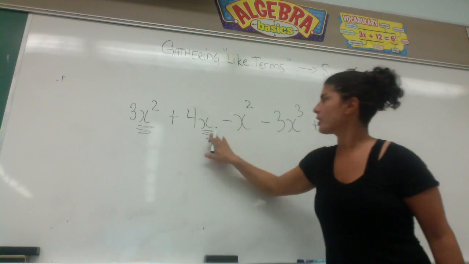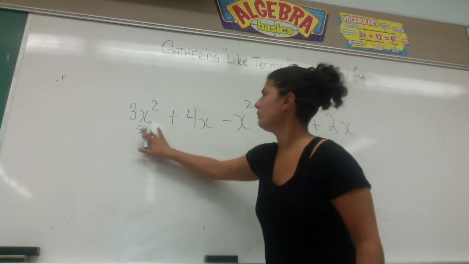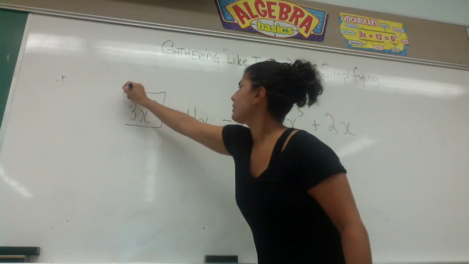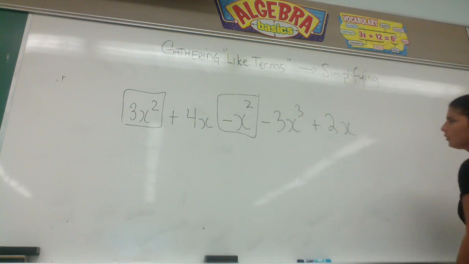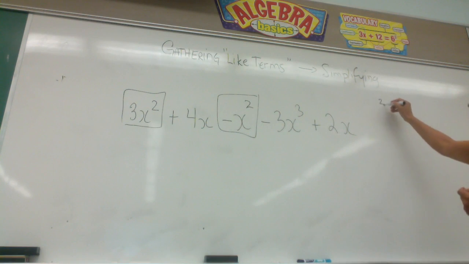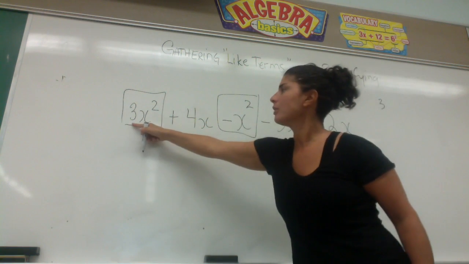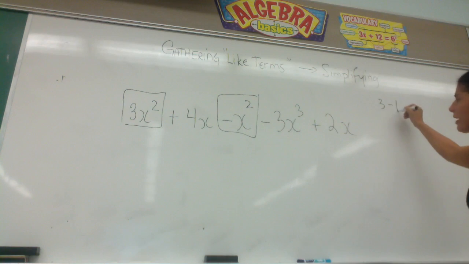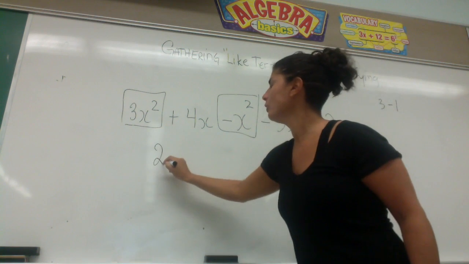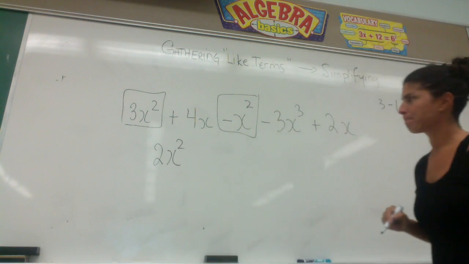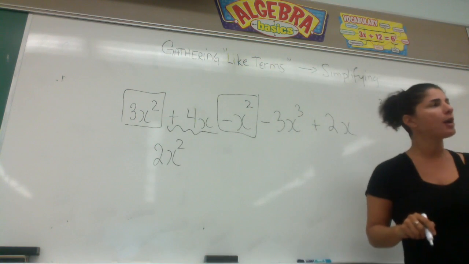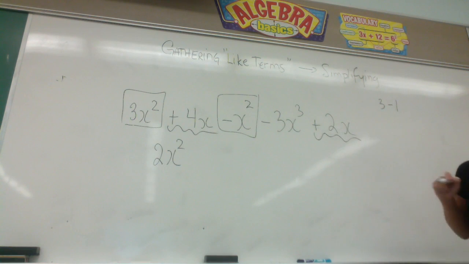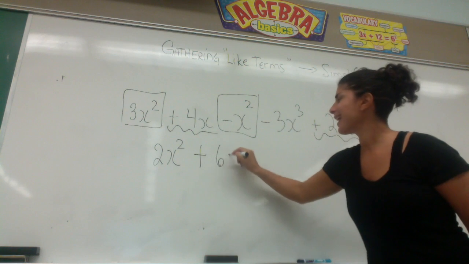So I'm going to just do what I normally do. Find the ones that are alike. This one goes with this one. Is there another one like that? No. 3 is my coefficient. -1 is my coefficient. Therefore, I have 2x squared. How many x's do I have? I have a 4 and I have a 2. 4 plus 2 is a plus 6x.